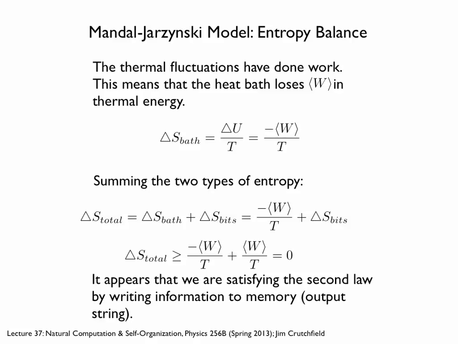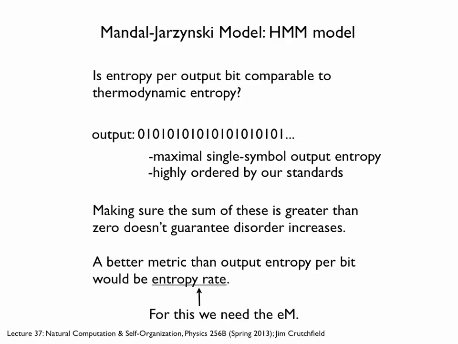So it turns out that the change in total entropy, as defined here, I wouldn't actually call this total entropy. I should just consider this quantity right here, is greater than 0. So it appears that we're satisfying the second law by writing information to a memory, or writing to our output string.